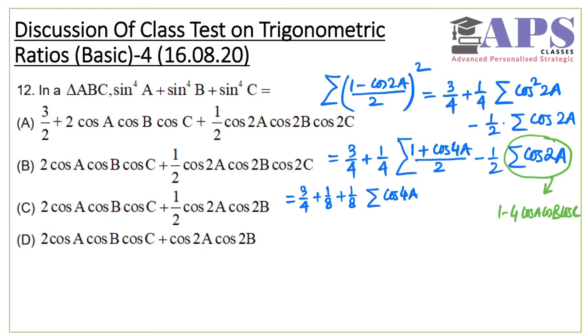3 by 4 plus 1 by 8 will give something, and for summation cos 4a also we have to apply this formula, so it is becoming a little lengthy. If we know these results of summation cos 2a, this should be minus 1 minus 4 cos a cos b cos c. Similarly, this one can also be simplified, and after that you will get an answer. I think that will be plus half, so that will be 2 cos a cos b cos c. This one has a 2 cos a cos b cos c, option A, and also 3 by 2 is there. So I think that will be the correct one, even after simplifying, you may get that.